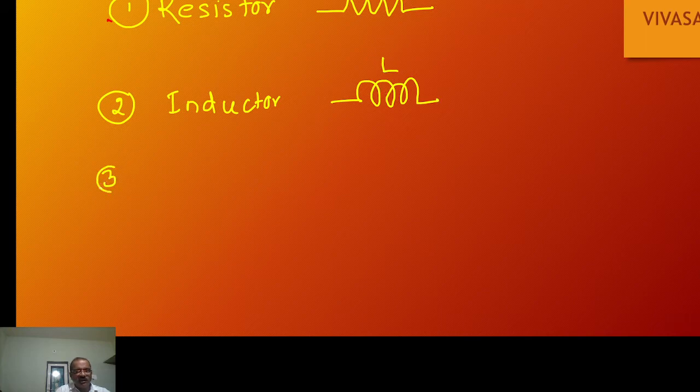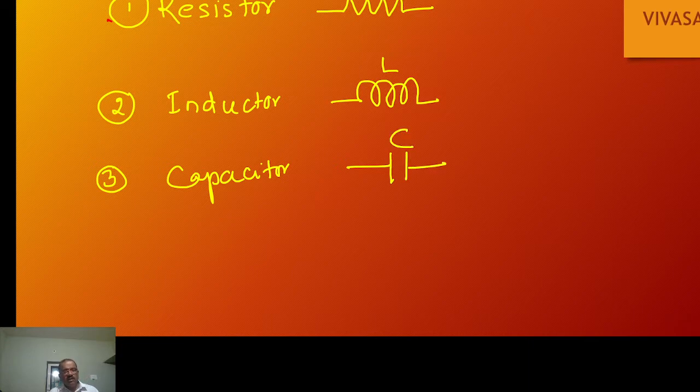And our third component is the capacitor. The capacitor circuit symbol is given like this. This is C. As I told you, these three are very important and indispensable components. What we are studying in this circuit is current and voltage, whether these two are in phase or out of phase. This discussion will be done here.